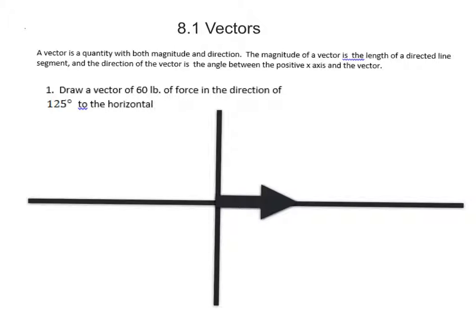This is 8.1 vectors. A vector is a quantity that has both magnitude and direction. The magnitude of your vector is the length of the directed line segment, and the direction of the vector is the angle between the positive x-axis, which I'm talking about over here, and the vector. I want to draw a vector of 60 pounds of force in the direction of 125 degrees to the horizontal.